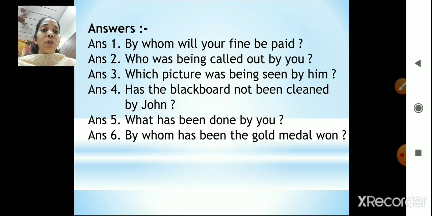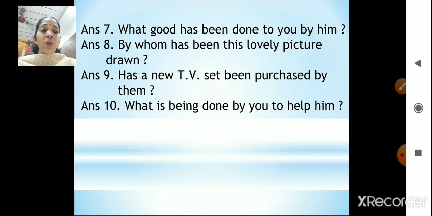Okay, so I hope students you've been able to answer these questions, and these are the answers. You need to jot it in your grammar book, and if you don't have your grammar book, you can write it in a notebook, English grammar book, which you might have maintained in place of the grammar textbook.